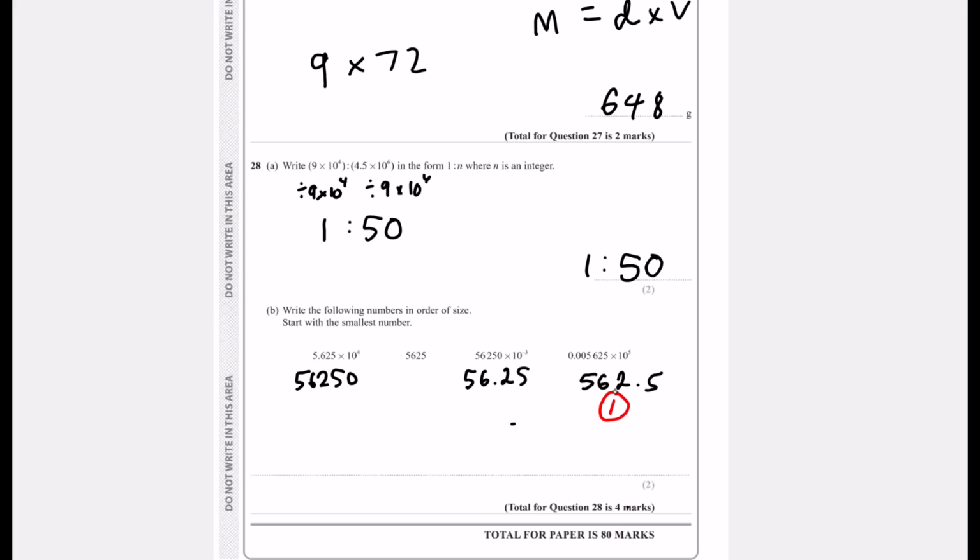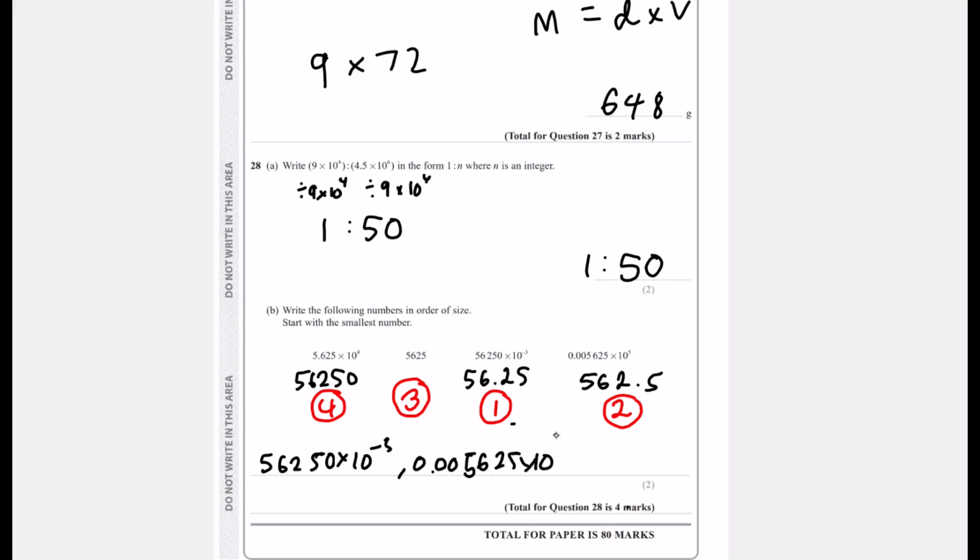This one's the smallest. No, it's not. 56.25 is the smallest. Then 562.5, 5,625, then 56,250. So let's just write them out. And that is our answer.